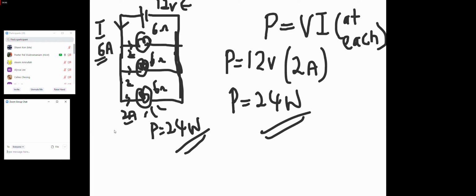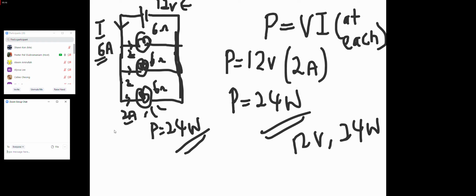This is the label of the bulb. So in parallel the bulb is at a brightness of 24 watts. Since the label of the bulb is 12 volt and 24 watts, the bulb is at normal brightness. Okay, keep this aside. Now we go for the series.